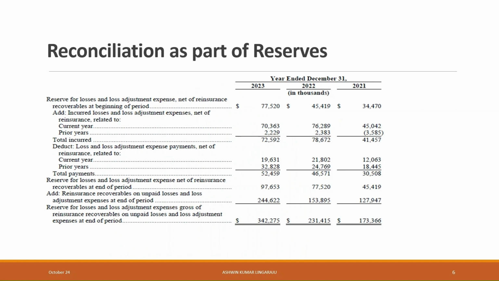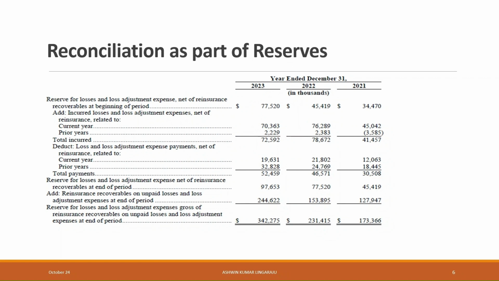Moving on, if you notice this section, this is about the compilation of the reserves, adding each of the individual components, after which we arrive at the total value of 342.275. So let's look at this section in greater detail. Reserves net of reinsurance recoverables at the start of 2023 is 77,520. We notice that incurred losses and loss adjustment expenses net of reinsurance is 72,592.